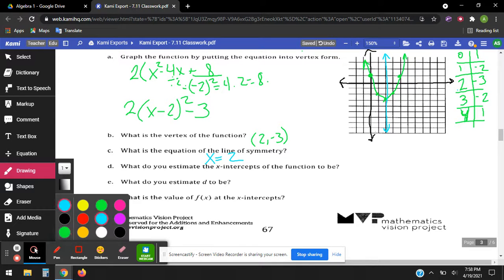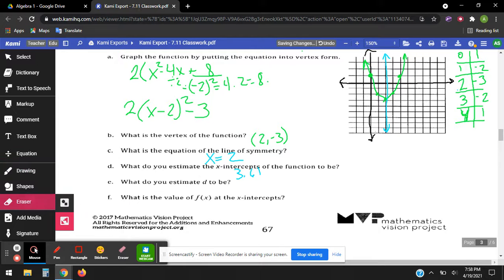So what do we estimate the x-intercepts to be? Well, looks about maybe like a 3.6. So I'm going to put on here 3.6, 0. And so that means this other one would have to be a 0.4.